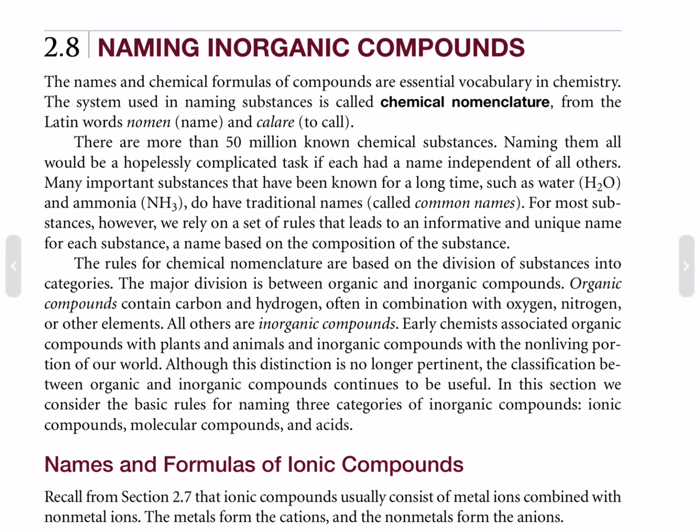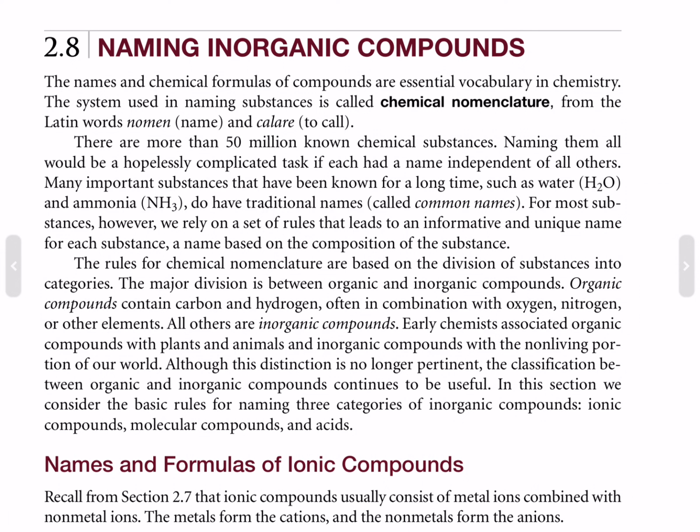There are more than 50 million known chemical substances. Naming them all would be a hopelessly complicated task if each had a name independent of all others. Many important substances that have been known for a long time, such as water and ammonia, do have traditional names, called common names. For most substances, however, we rely on a set of rules that leads to a unique name for each substance, a name based on the composition of the substance.